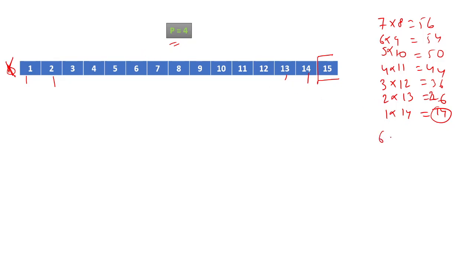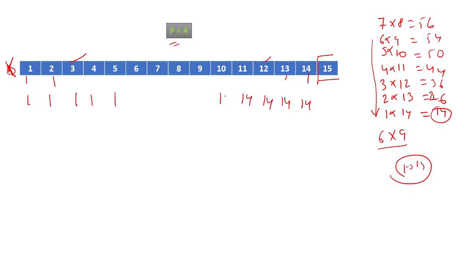If we take 6 and 9, we will convert this 6 9 to 1 14. Ultimately, suppose we have 1 into 14, 2 into 13. Instead of this 2 into 13, we can directly write 1 into 14. Then 3 and 12 is there, we can convert it to 1 comma 14. Similarly 1 comma 14, 1 comma 14, 1 comma 14 and 1 comma 14.